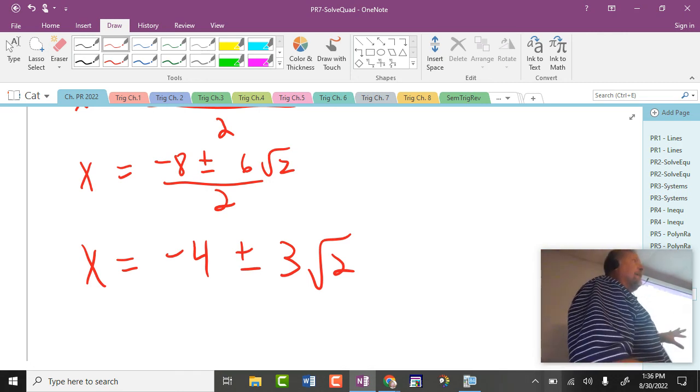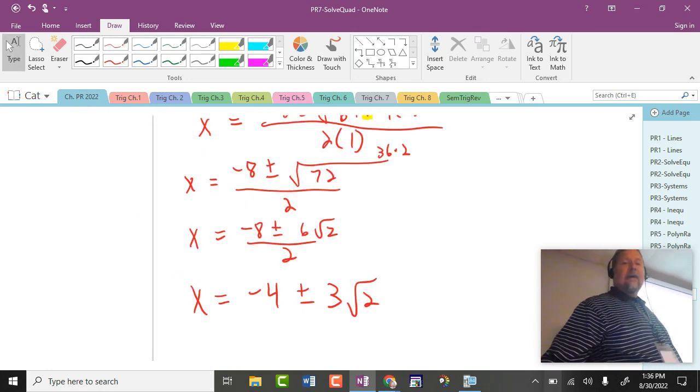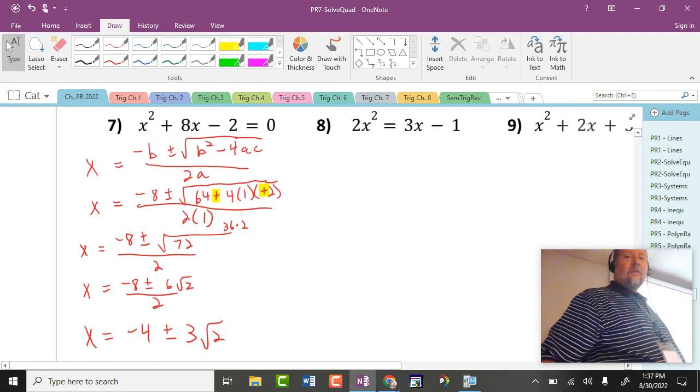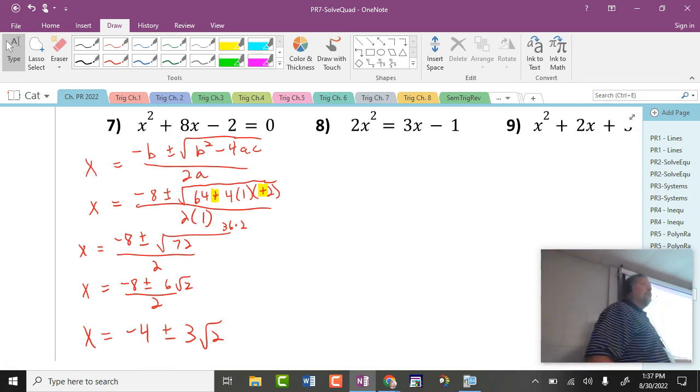Now, that proves that answer. There is no way this would have been a factorable polynomial. I didn't even look at it and try to ask that question. But nothing multiplies to -2 and then adds to 8. So it'd be unfactorable. So these are the solutions.